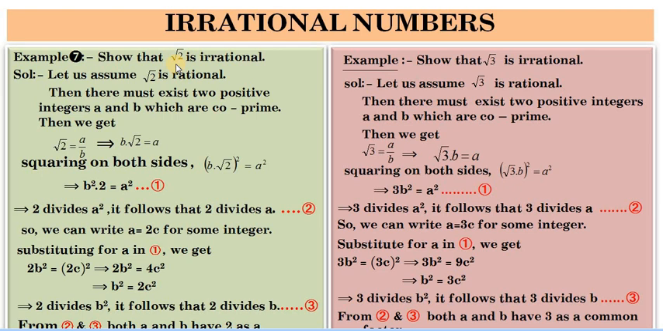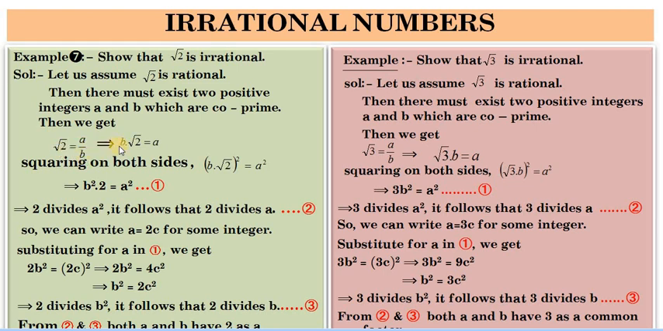That means, as we have to prove this as irrational, you assume that this is rational. So our first step starts like this. Let us assume root 2 is rational. So whenever you take this as a rational number, then there must exist two positive integers a and b which are co-prime. Then we get root 2 is equal to a by b.